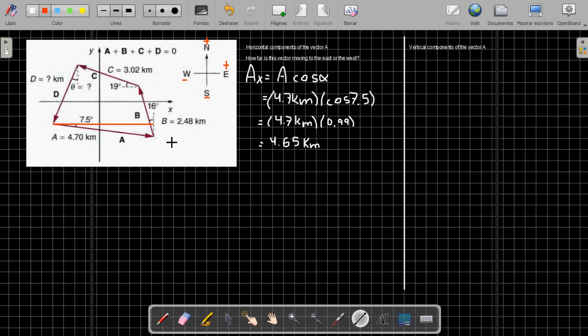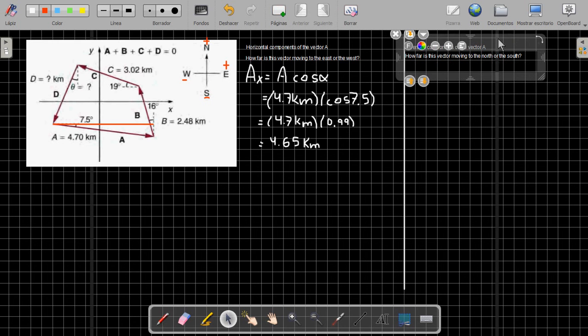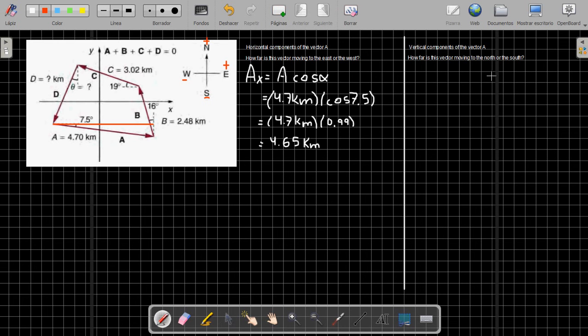Now, we're going to calculate the vertical components of the vector A. How can we say the meaning of this in simple words? Well, the vertical component is how far this vector is moving to the north or the south. De un modo simple, más coloquial, los componentes verticales significan simplemente qué tan lejos se está moviendo un vector al norte o al sur. So let's calculate it. And how do we write it down? ¿Cómo escribimos eso? Bueno, los componentes verticales se denotan como A sub Y. A sub Y quiere decir componentes verticales del vector A.